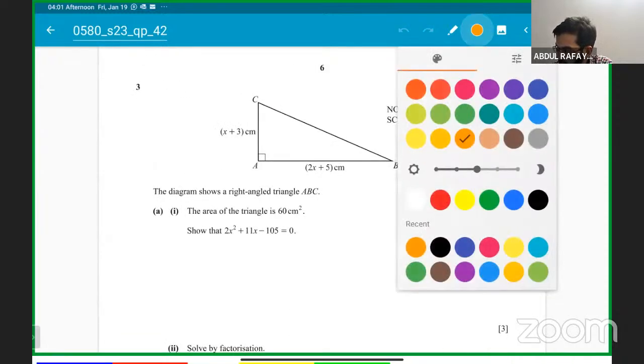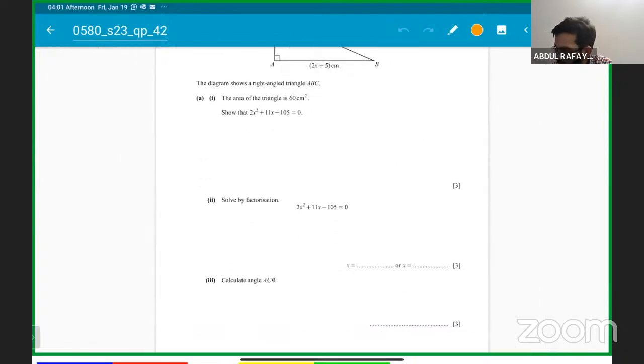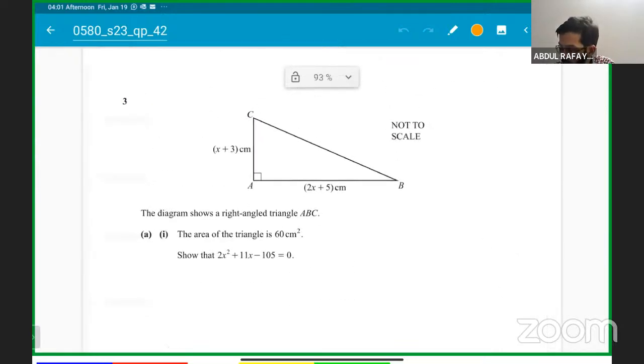Then we have question number 3, which is based on algebra, word problems and algebra. They're about angles as well, and the similarity concept as well. So let's talk about question number 3, students.